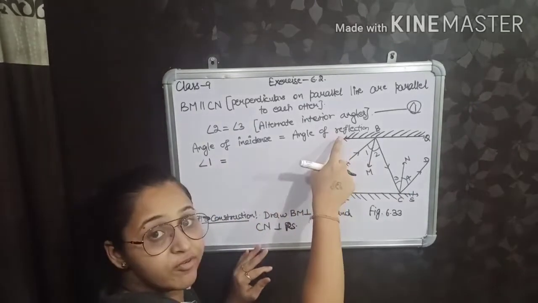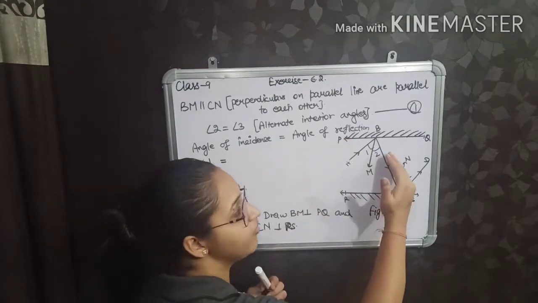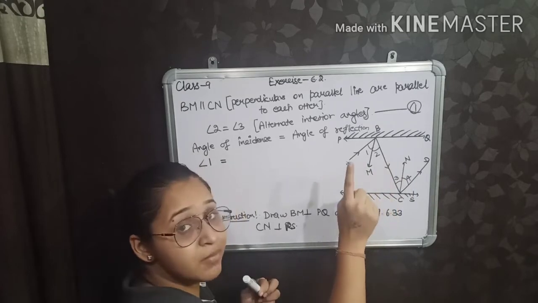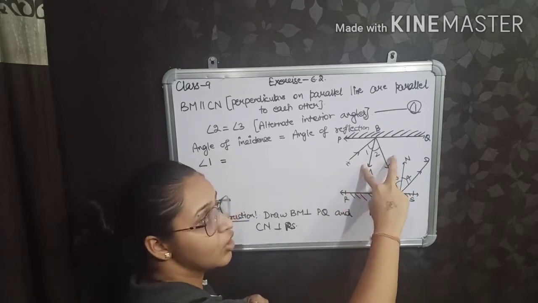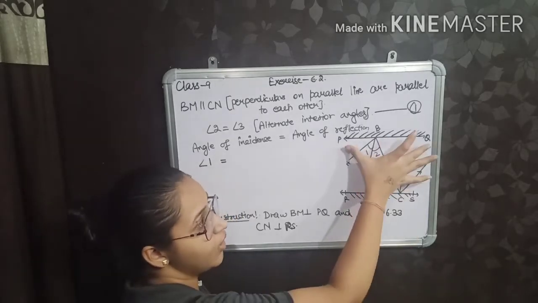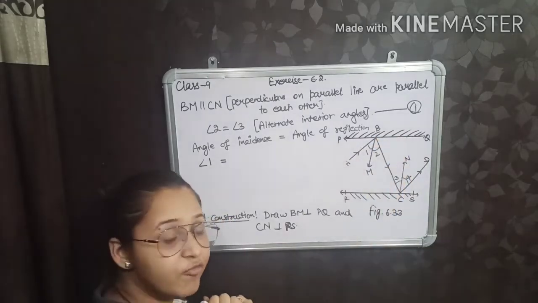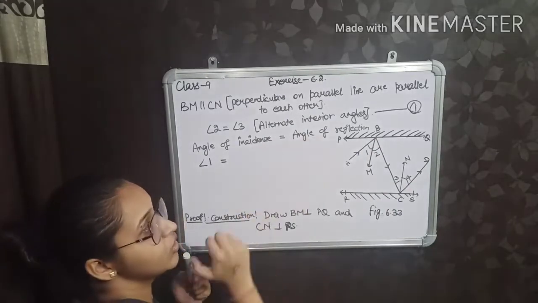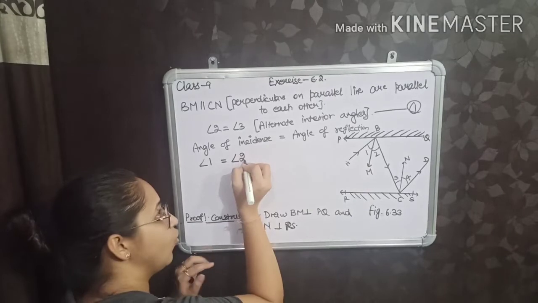Now what is angle of reflection? Angle of reflection is made with the help of the reflected ray and the normal. It is made between the normal line and the line of reflection. So the line of reflection is BC for mirror PQ and BM is normal. So angle 2 is the angle of reflection, and according to the law of reflection, angle of incidence is equal to angle of reflection. So I can write angle 1 is equal to angle 2.